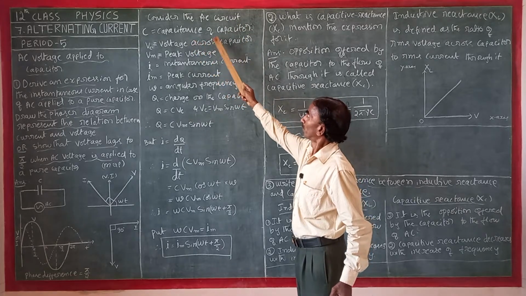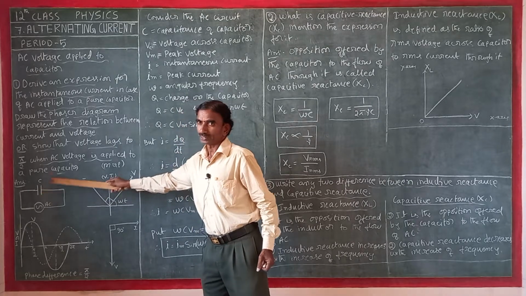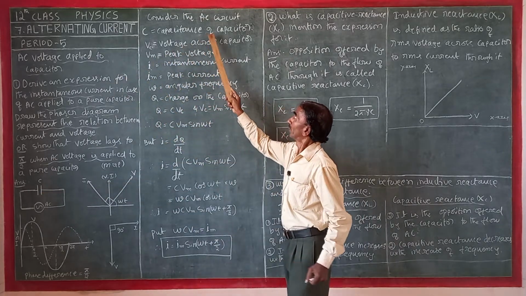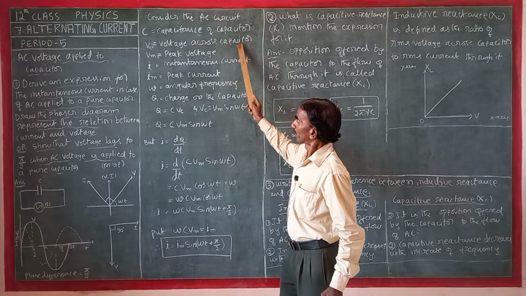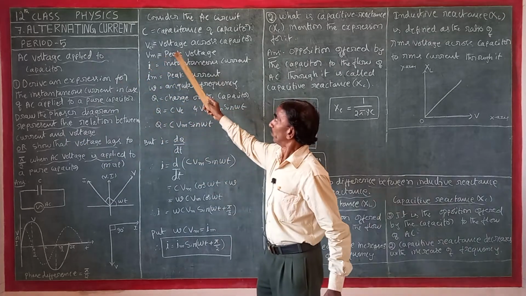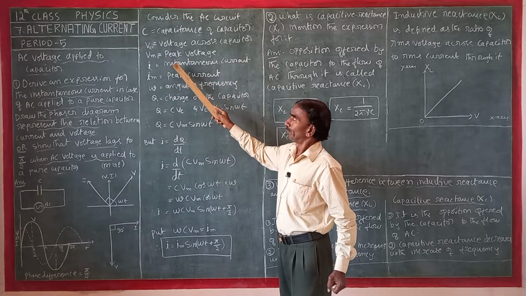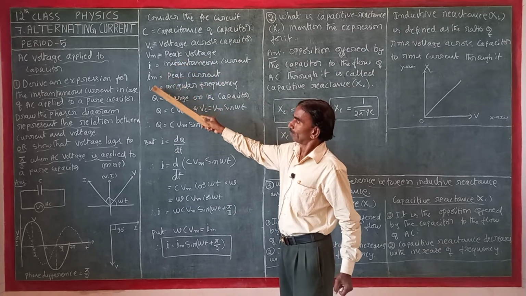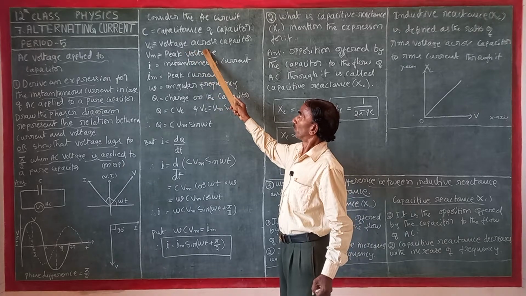C is equal to capacitance of the capacitor. Vc is equal to voltage across the capacitor. Vm is equal to peak voltage, that is, maximum voltage.